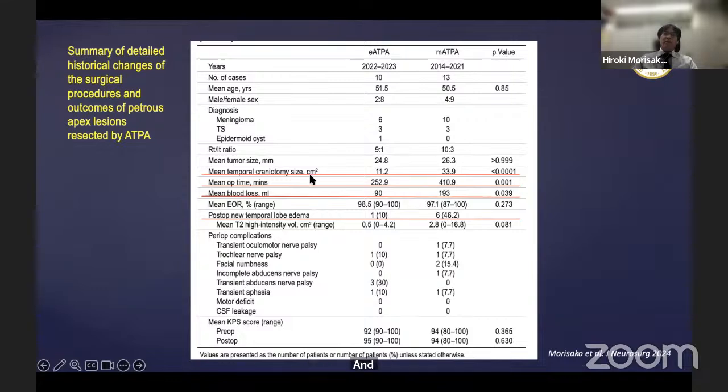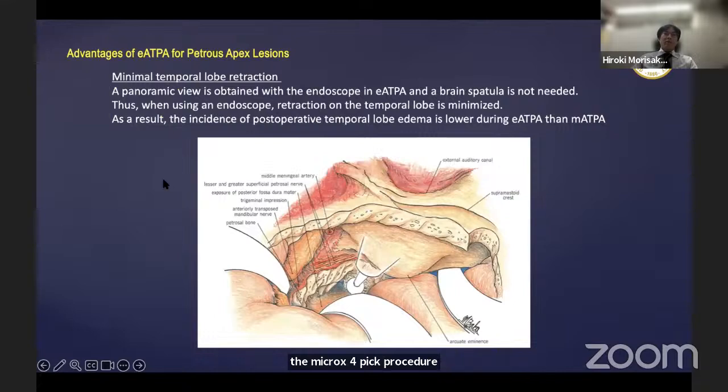transpetrosal approach. So the size of the temporal craniotomy and the operation time and the blood loss during the surgery is reduced in this case, and also the post-operative new temporal lobe edema is very small number compared with the microscopic procedure. So the advantage of this endoscopic anterior transpetrosal approach is one of the minimum temporal lobe retraction.